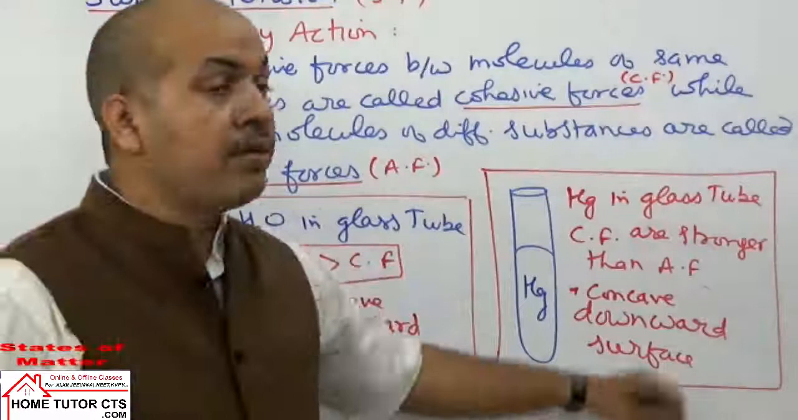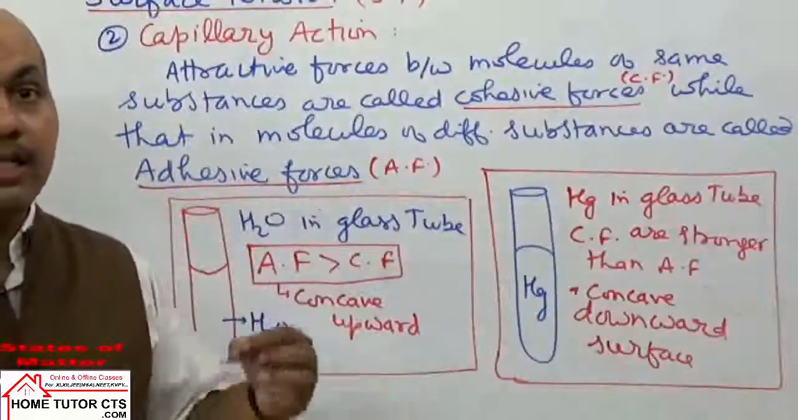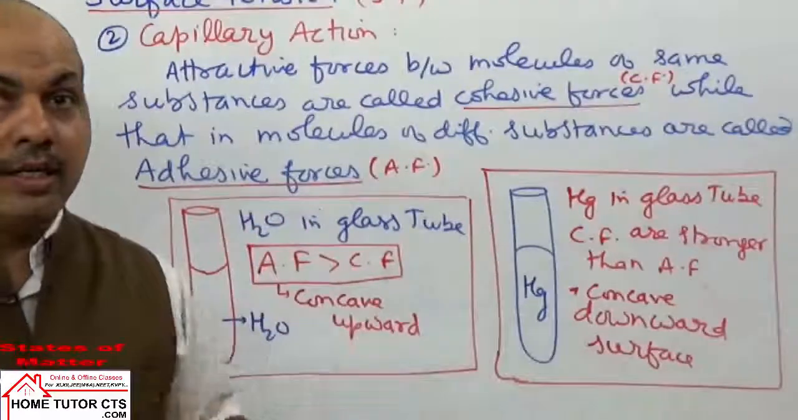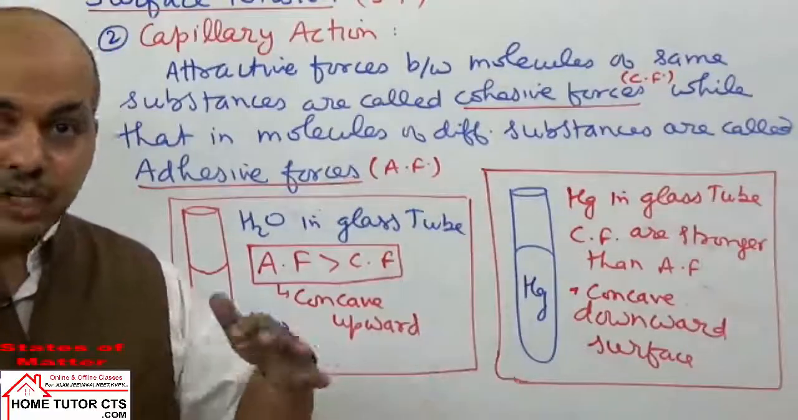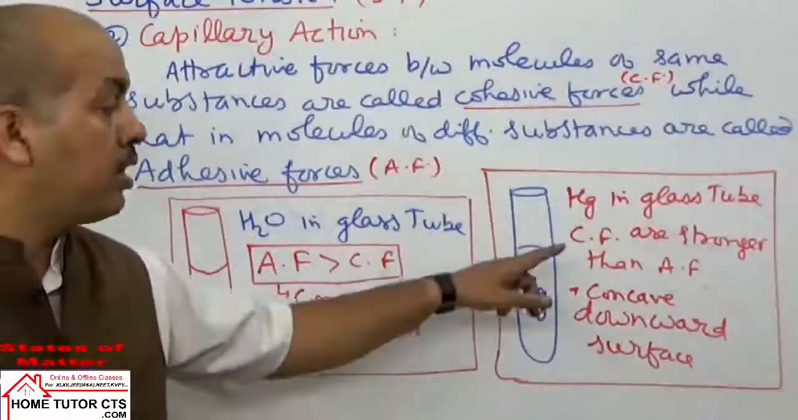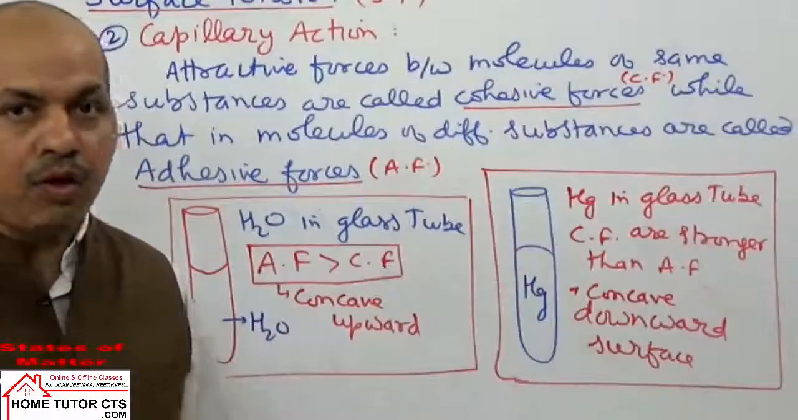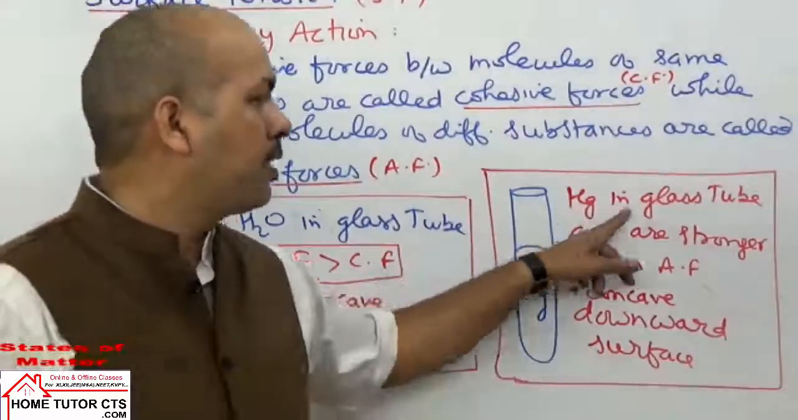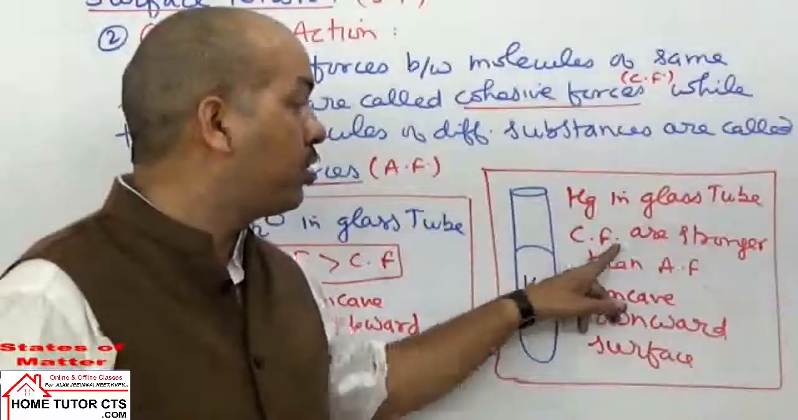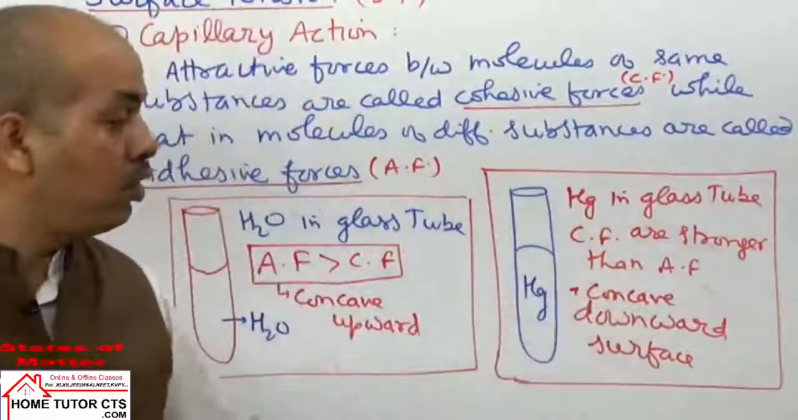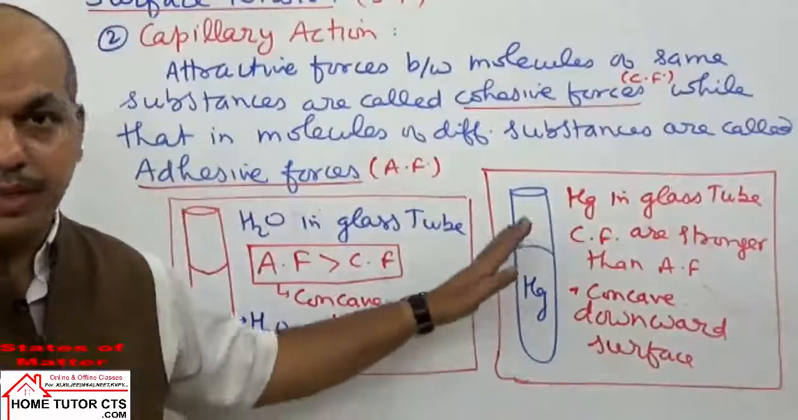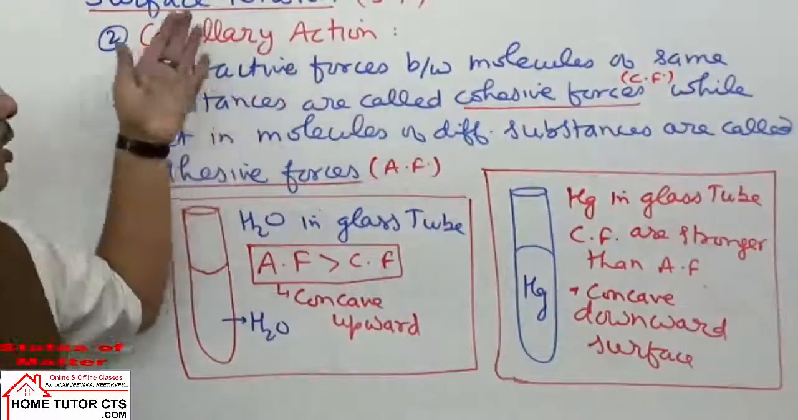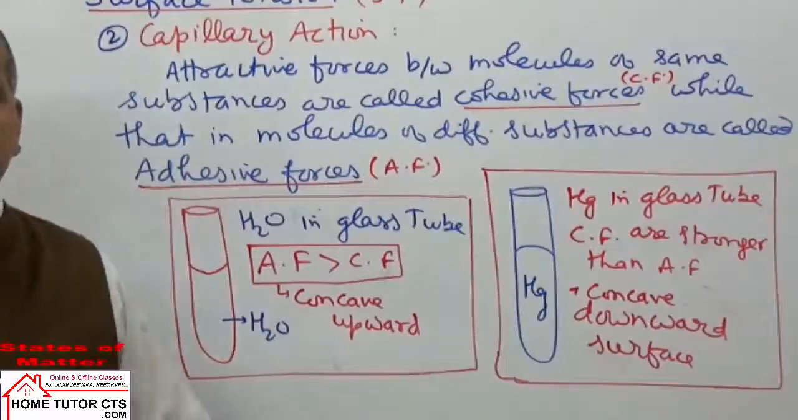On the other hand, if we take mercury, the attractive forces among the mercury atoms are higher compared to the attraction between the mercury and the glass wall. So what happens to mercury in a glass tube? Cohesive forces are stronger than adhesive forces, due to which it has a concave downward surface. Okay, that is an application or effect linked to the surface tension property.